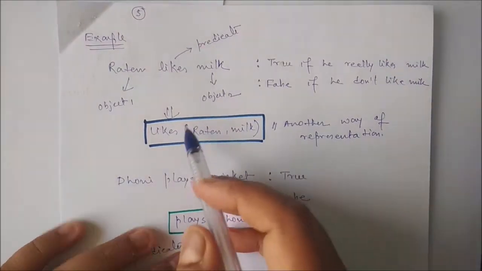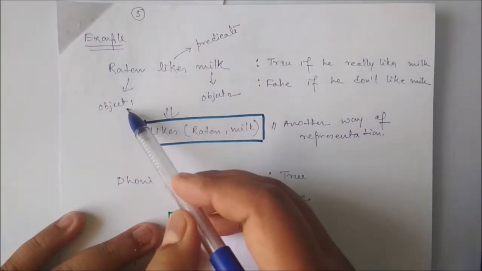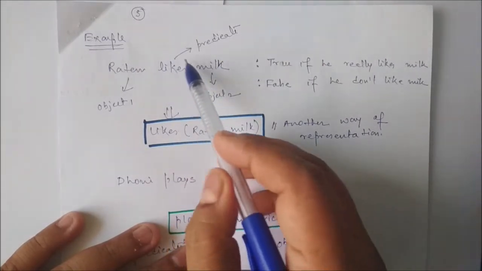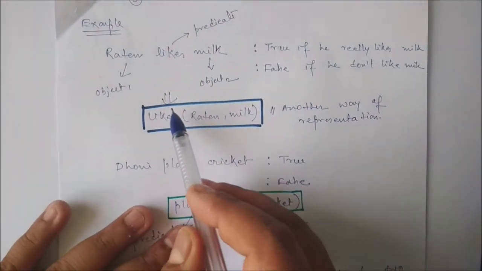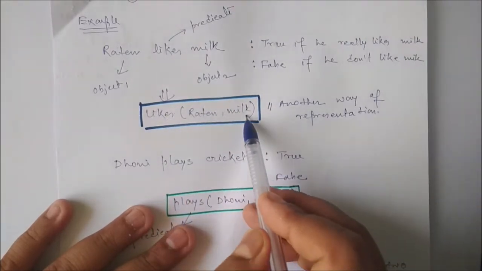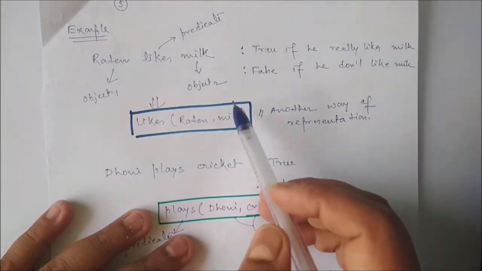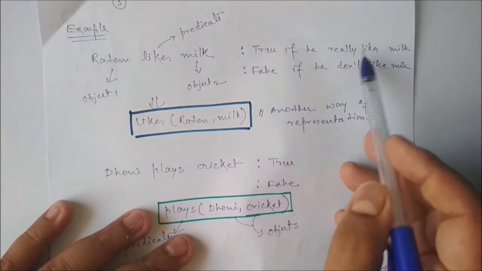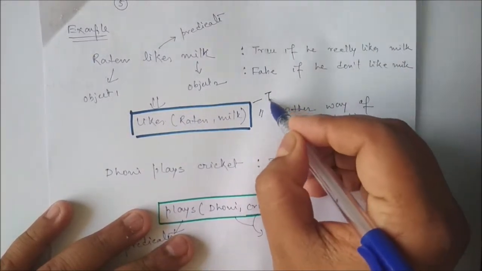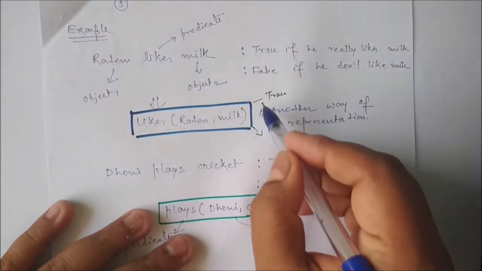So we can see an example, say Ratan likes milk. So Ratan is object 1, milk is another object. Ratan and milk, both are constants. So likes is what? Predicate. So we can represent likes this way: likes Ratan, comma milk. So it's another way of representation of the predicate logic. If Ratan really likes milk, then it should be true. If Ratan doesn't like milk, it should be false.